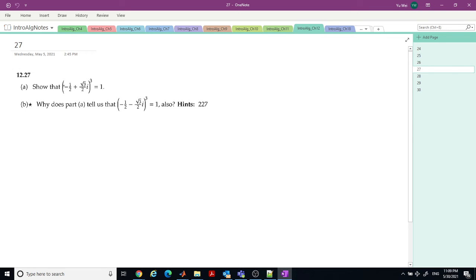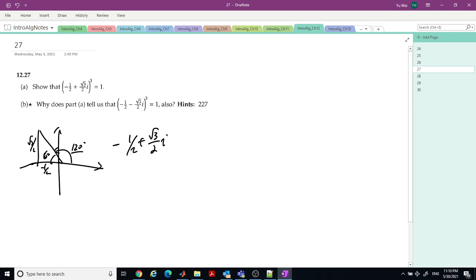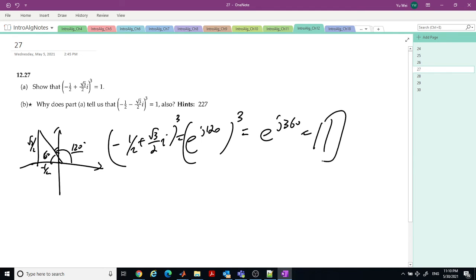Okay, so for this one we want to show this, like we can do in polar coordinates. Here you can see it's negative 1/2 and root 3 over 2. So this is 60 degrees from here, this is 120 degrees. So negative 1/2 plus root 3 over 2 i is equal to e^(j120°), right? Now let's see, this cubed is e^(j360°), which is 1. So this is for the A.